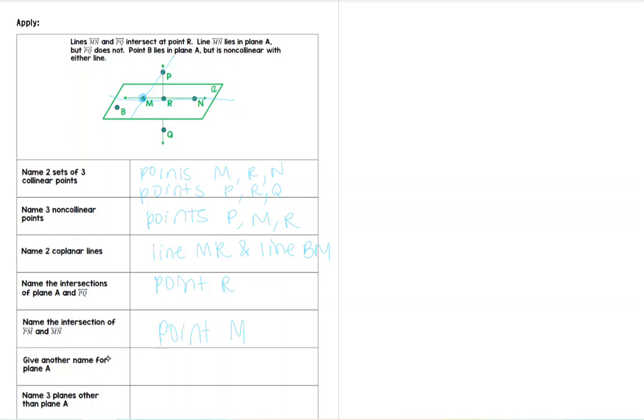To give another name for plane A, we can call it a combination of three non-collinear points. So three non-collinear points that are on that plane could be N, B, and M. So I could say BMN. You could also have named it plane BRN or plane BMR. You have lots of combinations there.